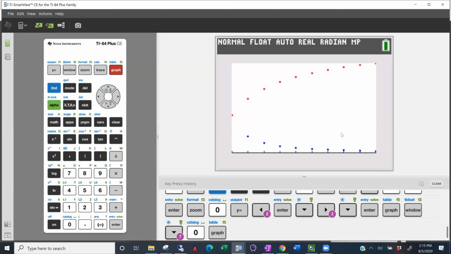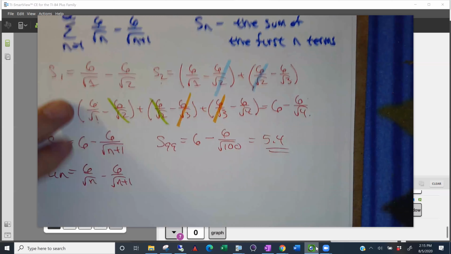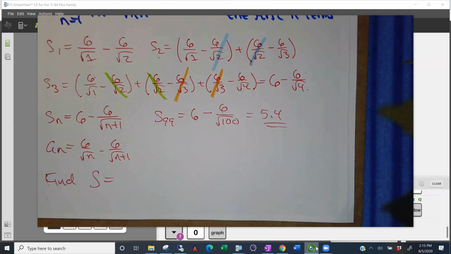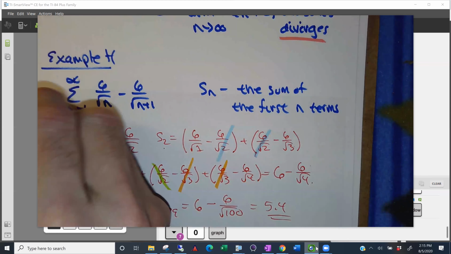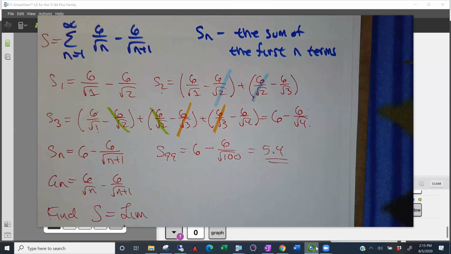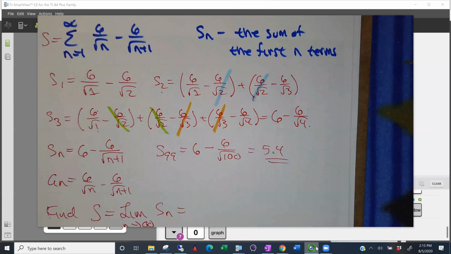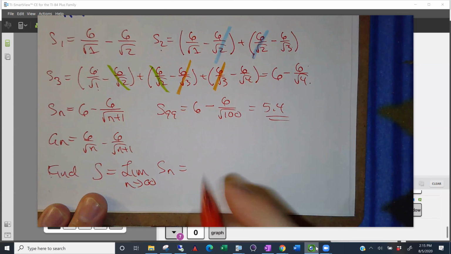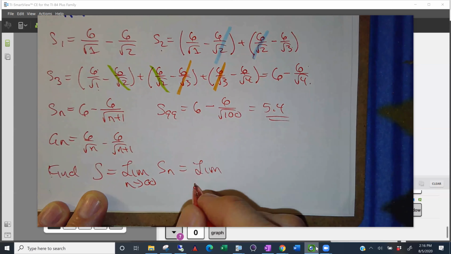And let's go back to our calculations here and see if we can't find S. Now S is just going to be the sum of my series. In fact, let me just put that up here. As a reminder, S is that whole sum. S is the limit as n approaches infinity of S sub n. But I know what S sub n is. S sub n is 6 over the square root of 6 minus 6 over the square root of n plus 1.